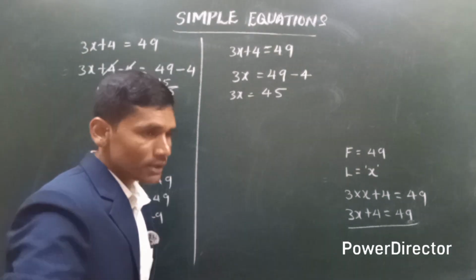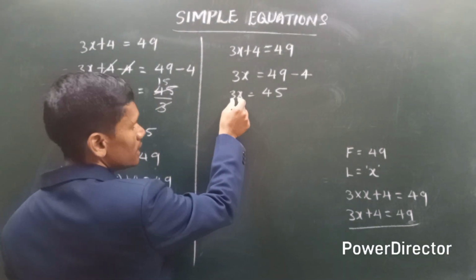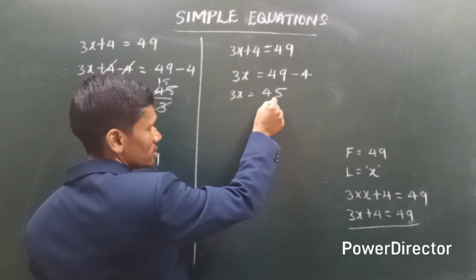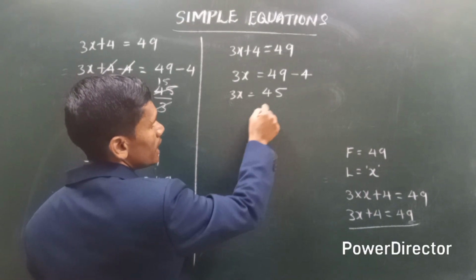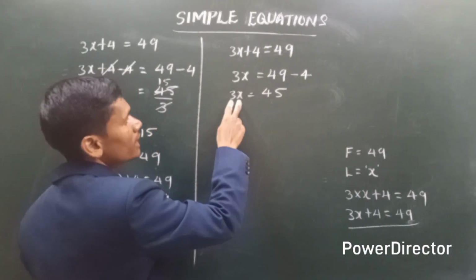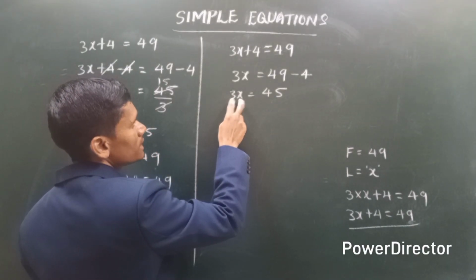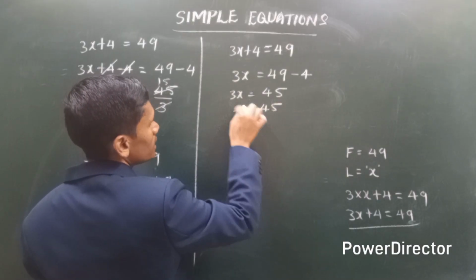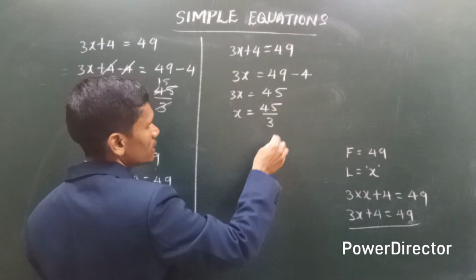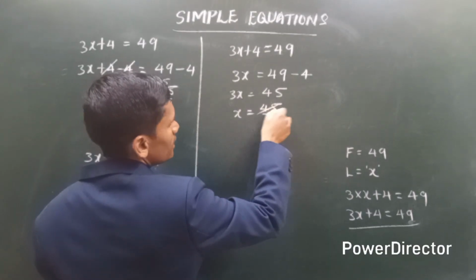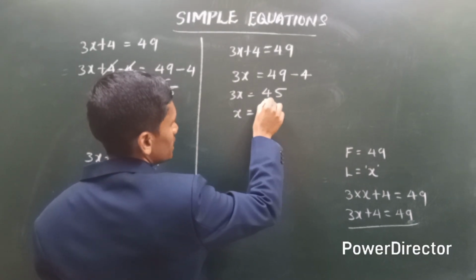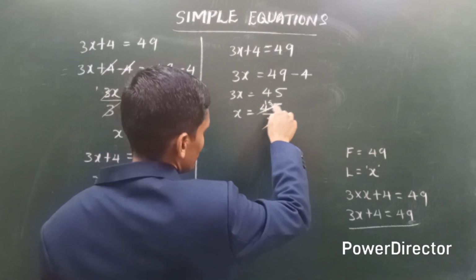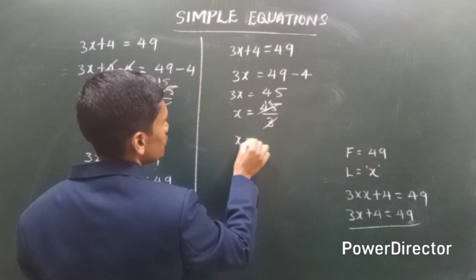Now again you have to shift this 3 to the right side. While shifting, if any number is multiplied with the variable, if it goes to that side it becomes the denominator. Here it is a multiplication sign. So x is equal to 45, and if I take it to the other side, this becomes division. Now 3 ones are 3, 1 remains, 15, 3 fives are 15. So x is equal to 15.